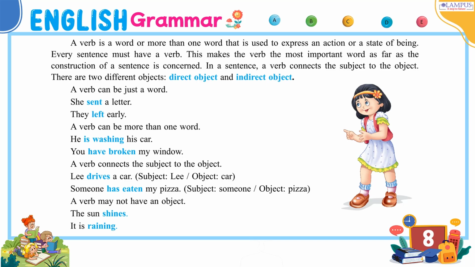A verb connects the subject to the object. Lee drives a car. Subject, Lee; object, car. Someone has eaten my pizza. Subject, someone; object, pizza. A verb may not have an object. The sun shines. It is raining.